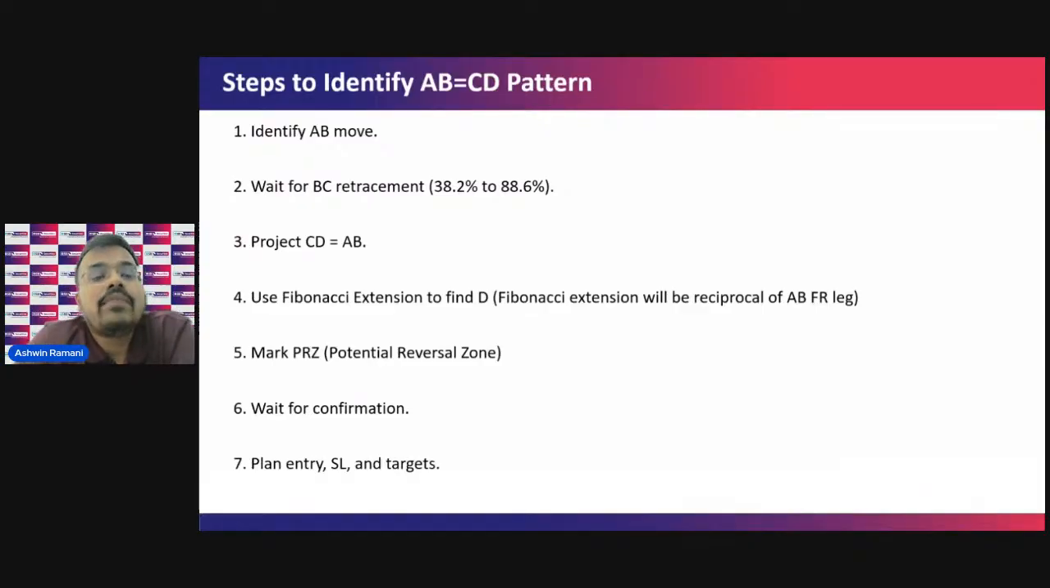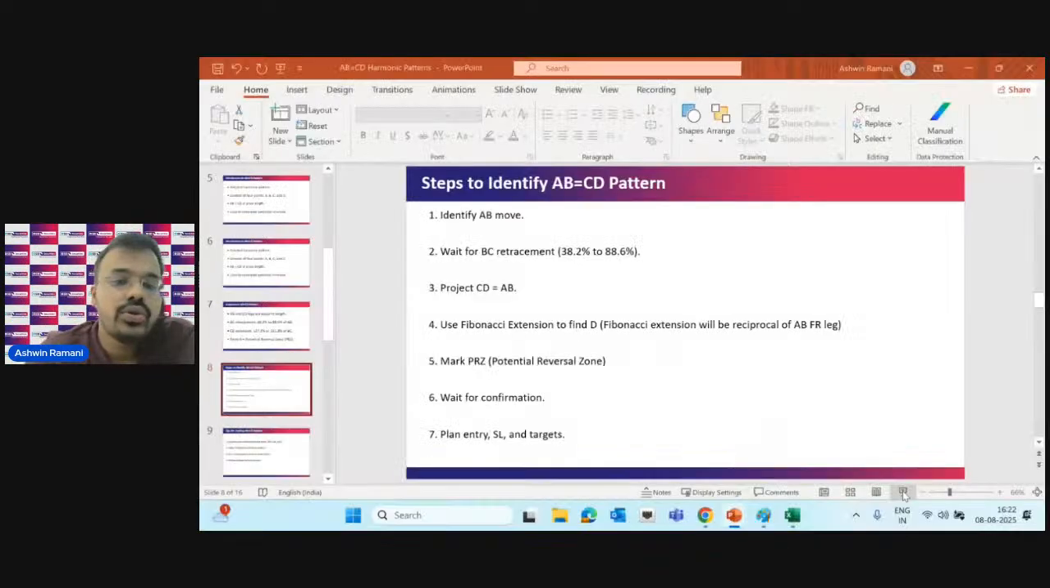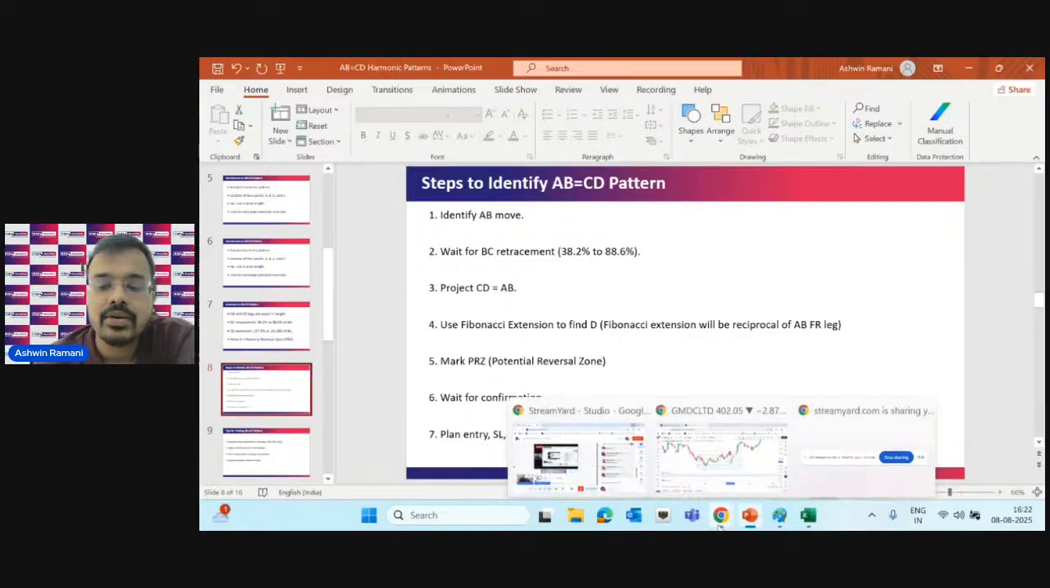Now let's come to the third point here. अभी आपको AB मिल गया, आपको BC मिल गया. अगर आपको याद है what is the name of this pattern? AB is equal to CD. That means the length of AB, you keep it at the low of C and you have to mark D here. Let me show you in the chart कि मैं क्या बता रहा हूँ यहाँ पे.